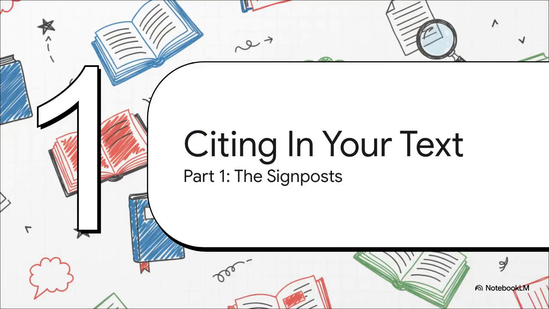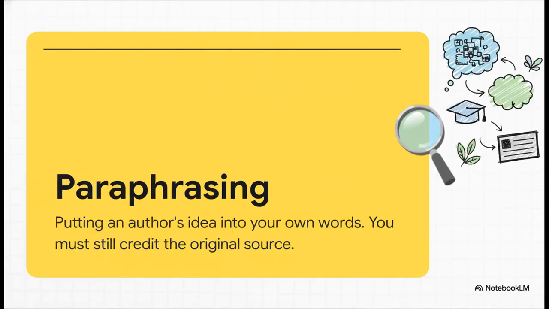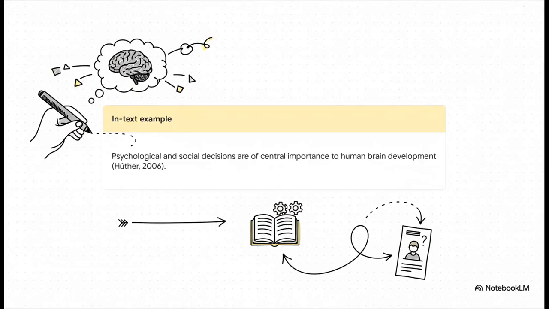All right, so let's start with those signposts. How do you actually create them while you're writing? Well, there are two main ways you're going to do this: by paraphrasing and by quoting. First up is paraphrasing. This is what you'll do most of the time. It's when you take an author's idea and you explain it in your own words. It helps your essay flow really nicely. But, and this is a big but, even though they're your words, it's still their idea, so you absolutely have to give them credit. And look how easy it is.